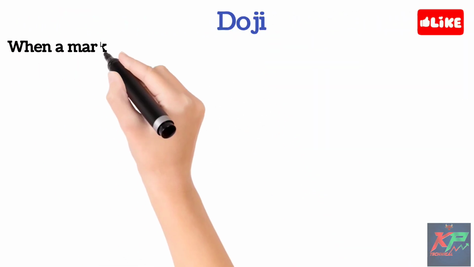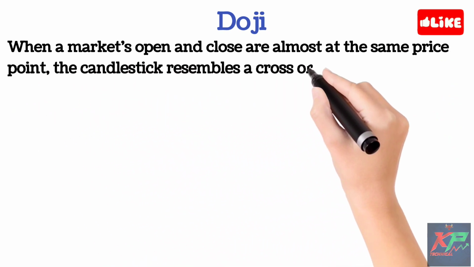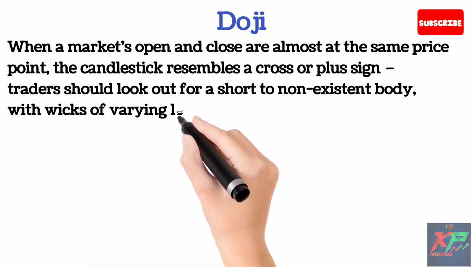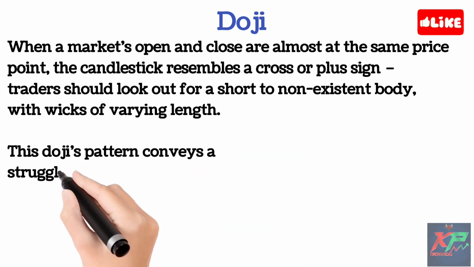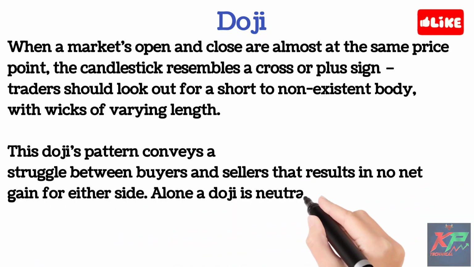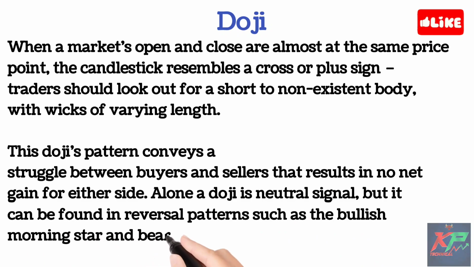Doji: when a market's open and close are almost at the same price point, the candlestick resembles a cross, a plus sign. Traders should look out for a short to non-existent body, with wicks of varying length. This doji pattern conveys a struggle between buyers and sellers that results in no net gain for either side. Alone, a doji is a neutral signal, but it can be found in reversal patterns such as the bullish morning star and bearish evening star.